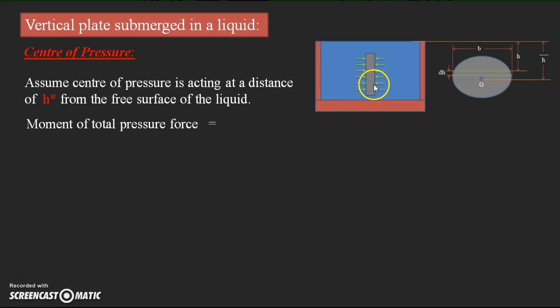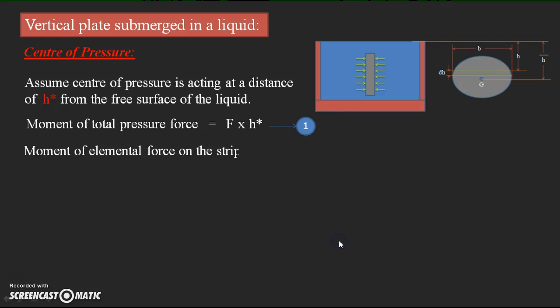So for that, try to write the moment of the total pressure force. The total pressure force F acts at the location we have assumed, a distance h star. So the total force F into h star we can write as the total moment of the pressure force. Assume this equation as one. And similarly, try to write the moment of the elemental force on the strip. Whatever element we have considered, a pressure force is acting on it, so take the moment with respect to the free surface for the elemental force.